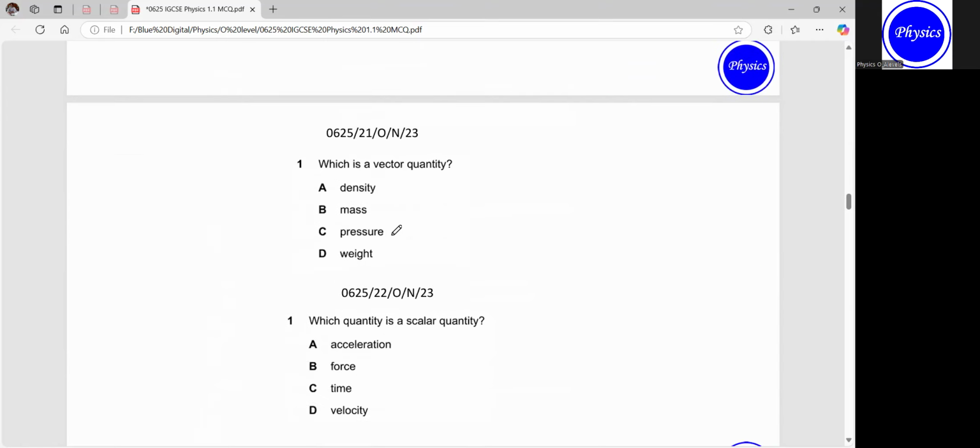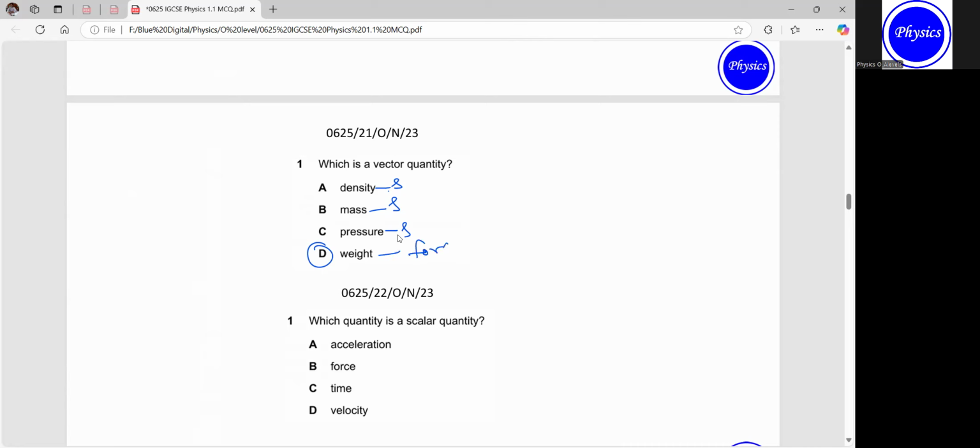Okay. What is a vector quantity? Definitely, this is a scalar. This is a scalar. This is a scalar. So it's weight, because weight is the force due to gravity acting on an object.